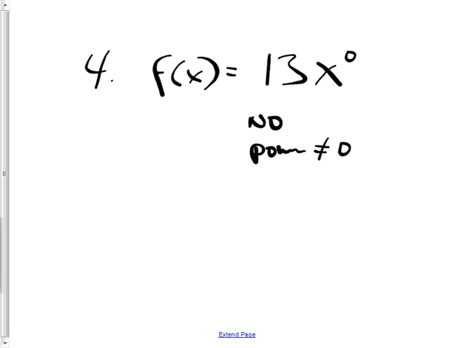You're supposed to tell why it's not a power function. So the reason it's not a power function, maybe I should say no, not instead of no, is because the power can't be 0. All right, I'm going to move on to number 8.